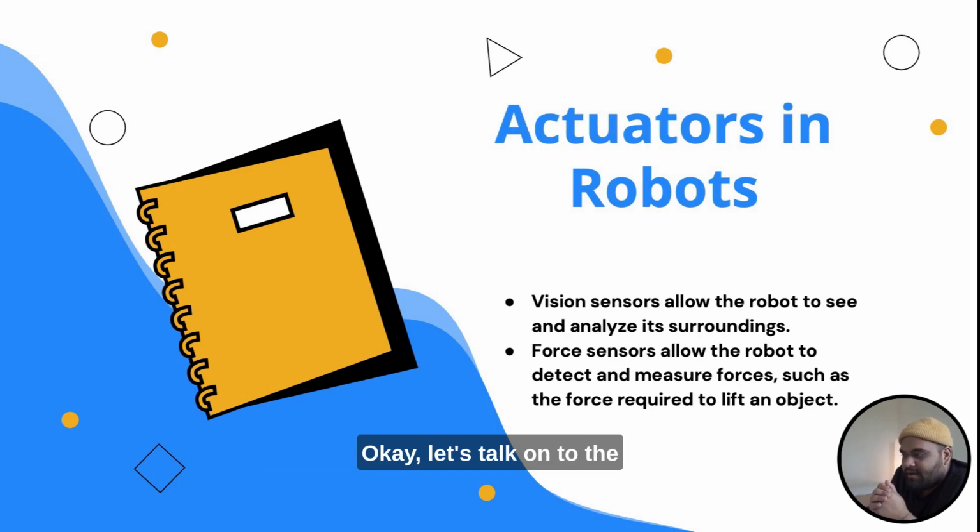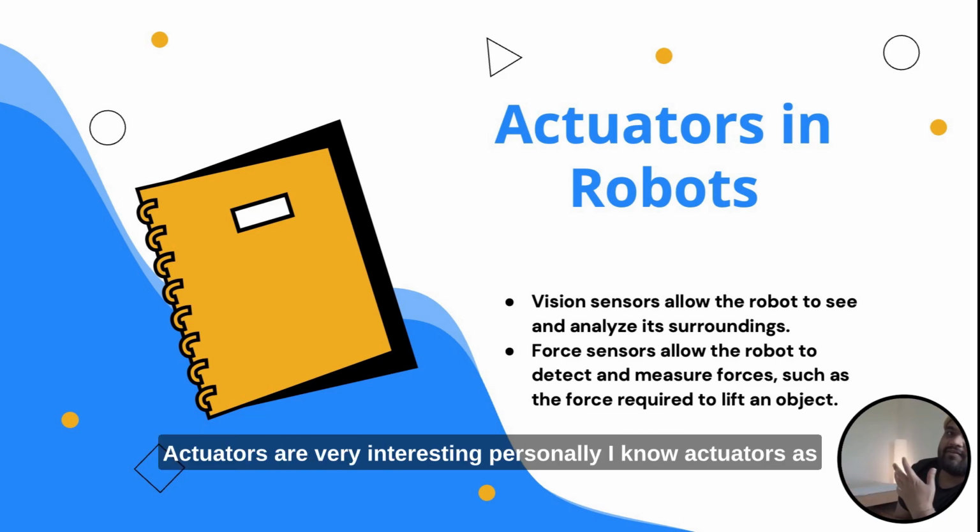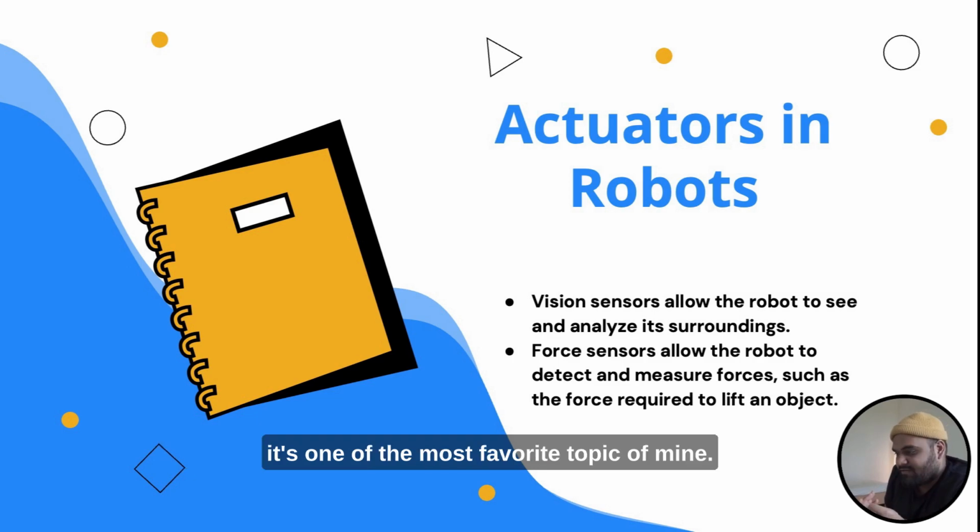Okay, let's talk on to the next part, which is actuators. Actuators are very interesting. Personally, I love actuators, as it's one of my most favorite topics. So actuators are used to control the movement of the robot. Now, we have already understood how we're going to understand the environment. Now we're going to actuate according to the environment.